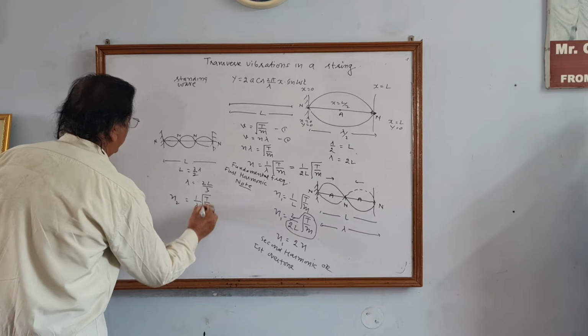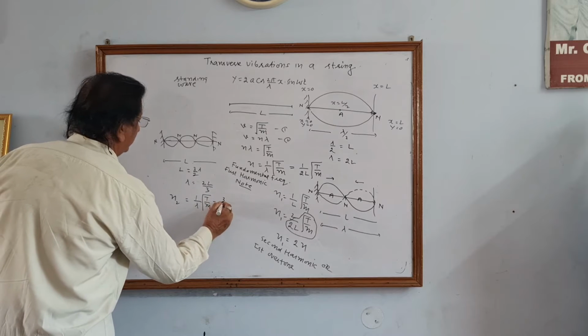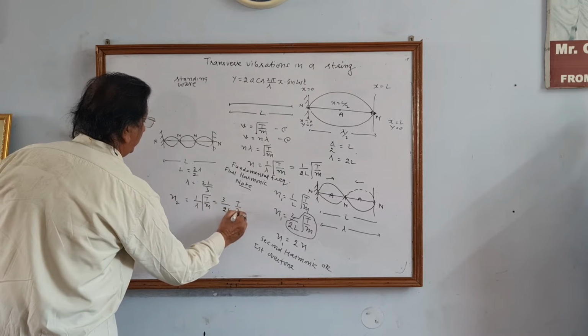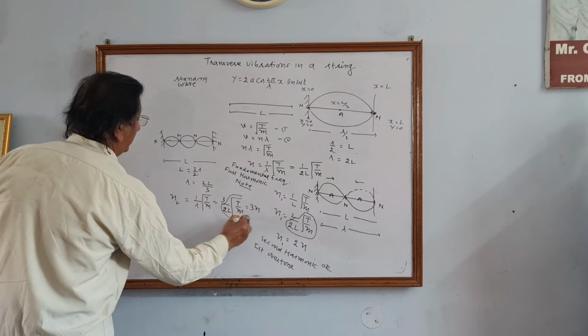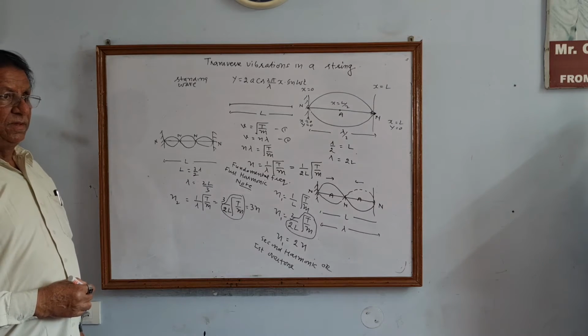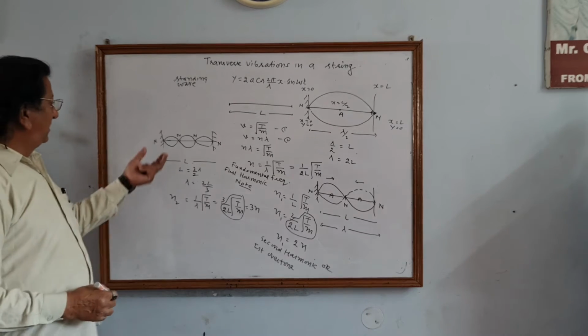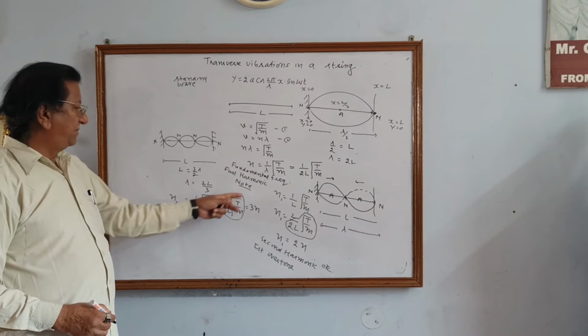1 over lambda times square root of T by m. Here it is 3 by 2L times square root of T by m. And this will be 3 times the fundamental, because this is the fundamental frequency. Okay? So when the string is made to oscillate in 3 segments, the frequency becomes thrice the fundamental.